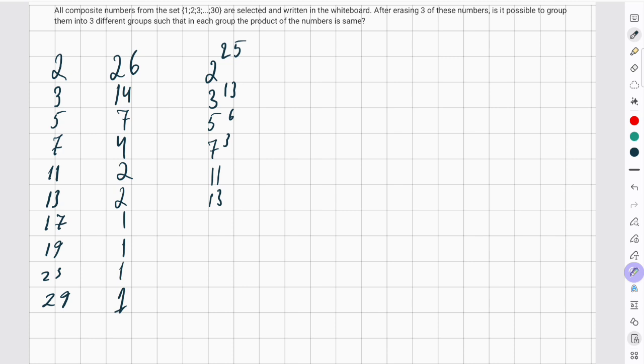However, there is a problem for 2, 3, 11, and 13. So we need to delete 11, 13, one 2, and one 3. However, in this case we need to delete 3 composite numbers, but when we try to create 3 composite numbers with these prime numbers, we can't do it. At least we will get 1 prime number, and it's not possible because we need to delete composite numbers.